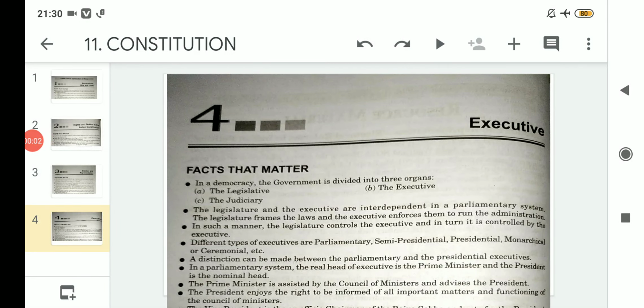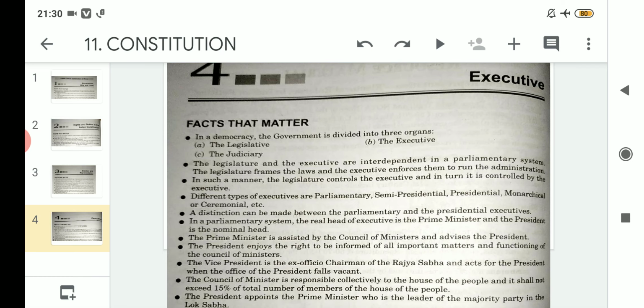Hello students, welcome to the political science class 11 arts, and today we will proceed discussing the important points related to chapter number 4, that is Executive. So let us proceed then.